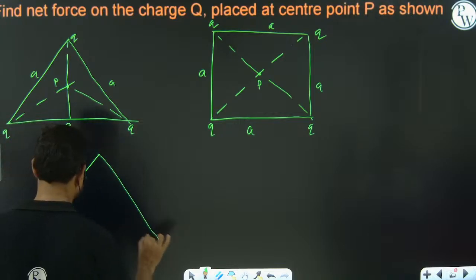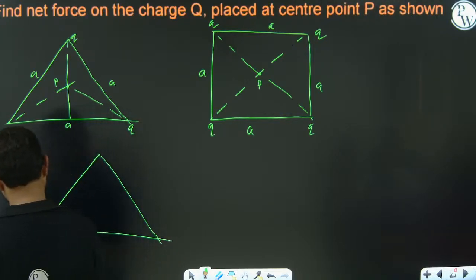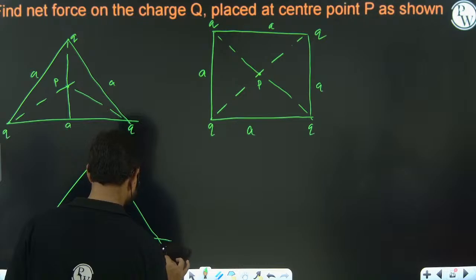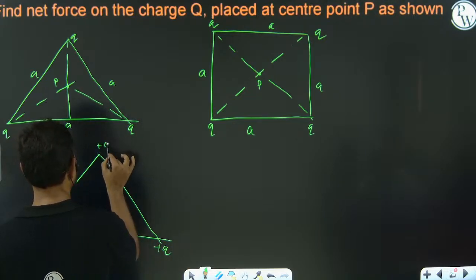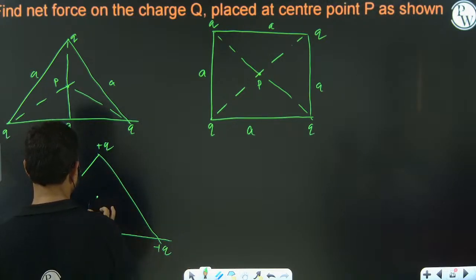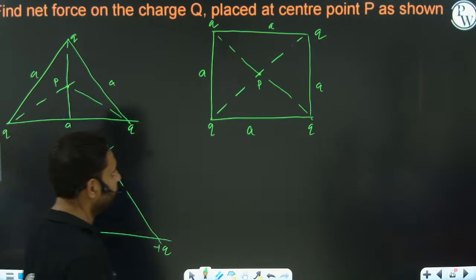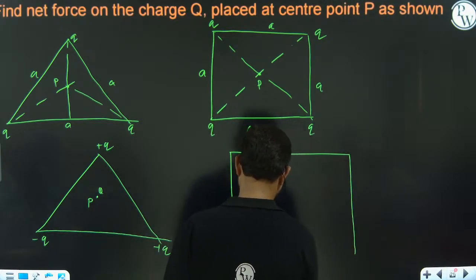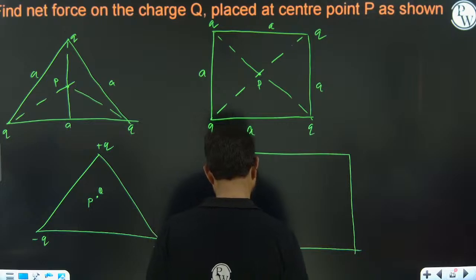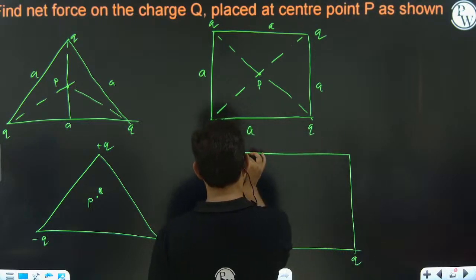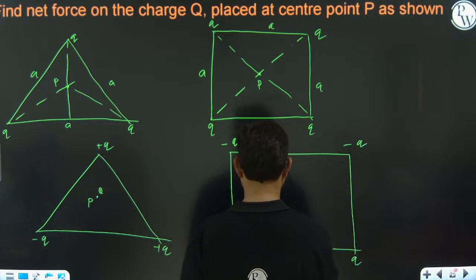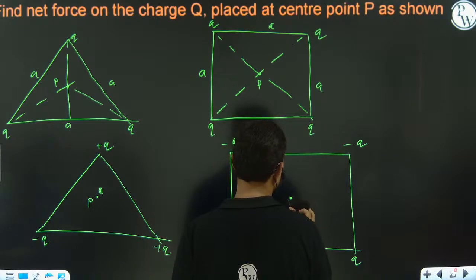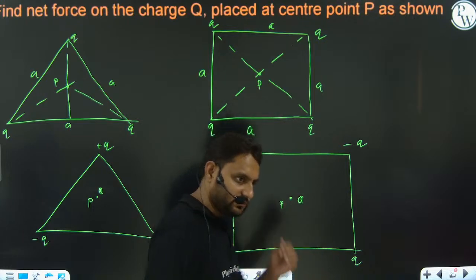Changing the question a little. This is minus q, this is plus q, this is plus q, and this is the center P, exactly the center. And this is q. Here the same square: q, q, minus q, and this is the center P, and it has charge q. Solve this one also.